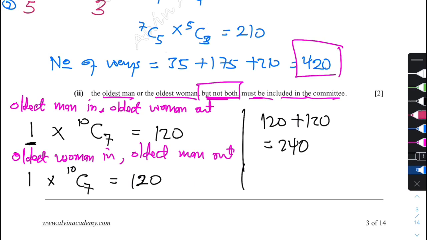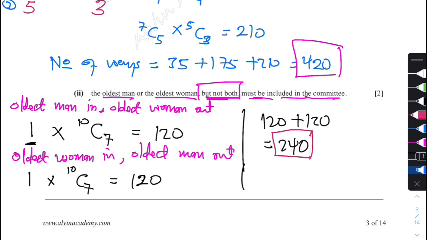That is why earlier on I was saying that you can just multiply by 2. You do the 120, you just multiply by 2, because you know that it's either the man is in and the woman is out, or the woman is in and the man is out. So there are only 2 ways about that. So you can just multiply by 2, and then you are good to go.